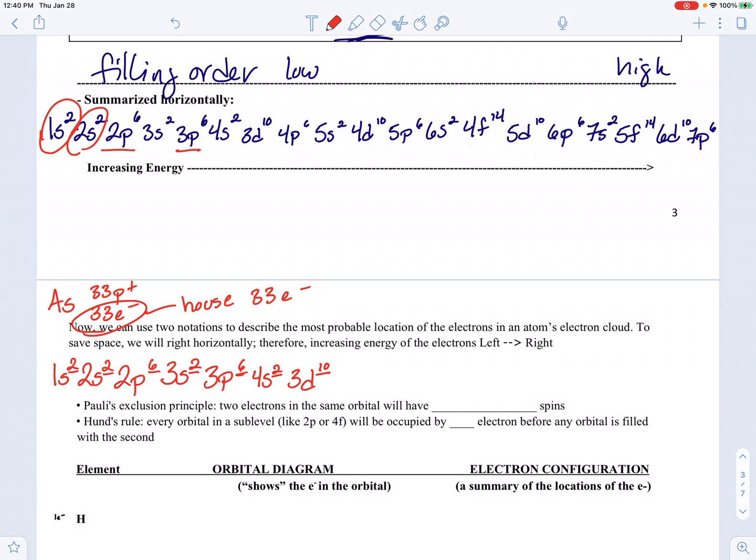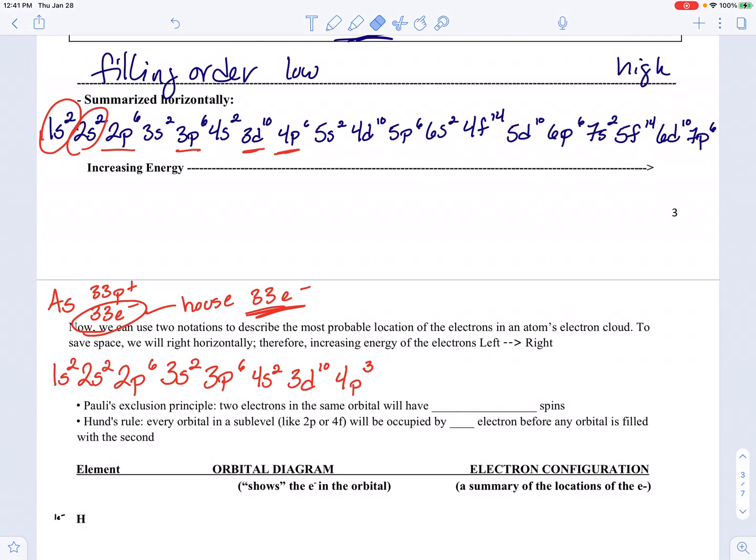And I need to house 33 of them. So after 3d, I can start putting electrons into 4p, 4th floor pink room, if that's how you like to think about it. And I've got 3 more electrons that I need to house, because I need to house 33 of them. So I can put 3 of them into that pink room. So then this ends up being my electron configuration, or my manager's code for arsenic and all of its electrons. This is the most probable location of the electrons in arsenic.